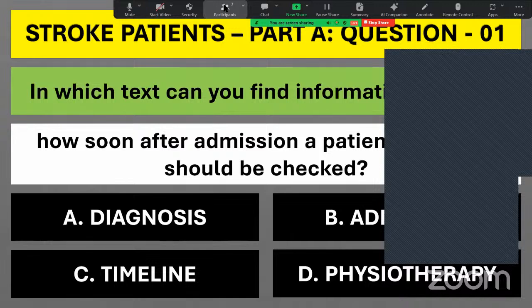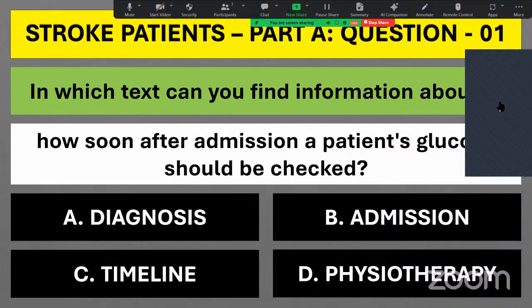Yeah, submit your answer. Which text do you think will give you the answer? Jackson says C. Avil says C. What about the others? Yes, Jana says C.